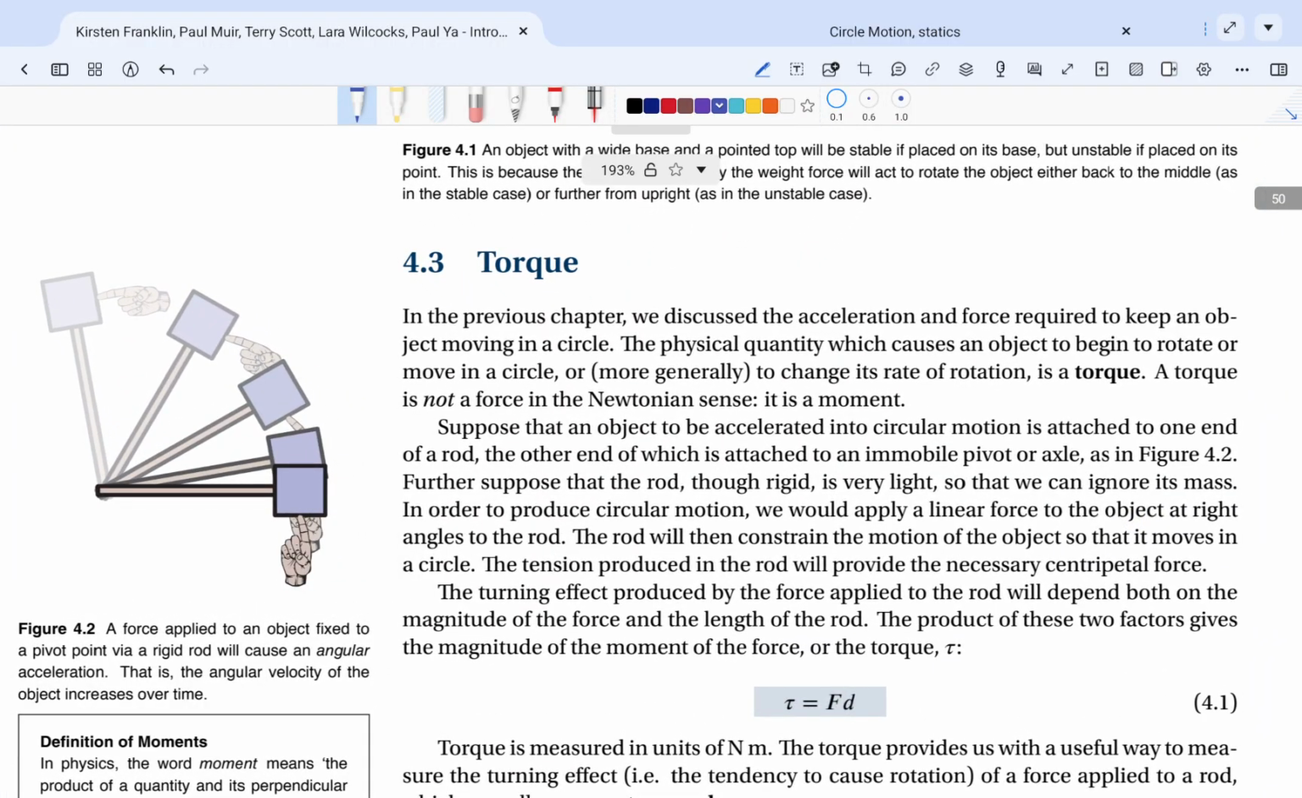Torque. Torque is very important. What is torque? The physical quantity which causes an object to begin to rotate or move in a circle, or more generally to change its rate of rotation, is a torque. It's rotating around a pivot. Suppose that an object to be accelerated into circular motion is attached to one end of a rod, the other end of which is attached to an immobile pivot or axle. So this is the object we're looking at, and this is the immobile pivot or axle. Suppose the rod is rigid and very light, so we can ignore its mass.